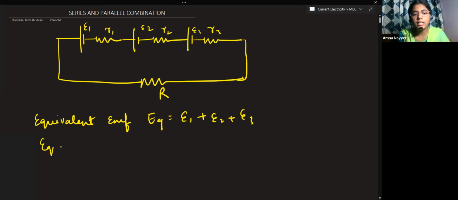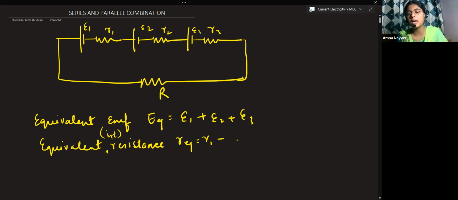Then equivalent internal resistance. This is basically the internal resistance. So R equivalent will be what? Sum of all the internal resistances: R1 plus R2 plus R3 and so on. This will be the equivalent resistance.